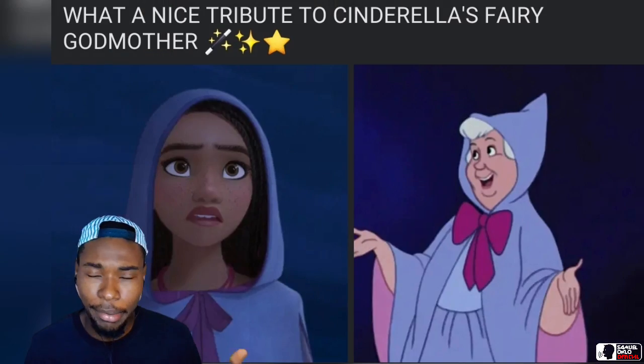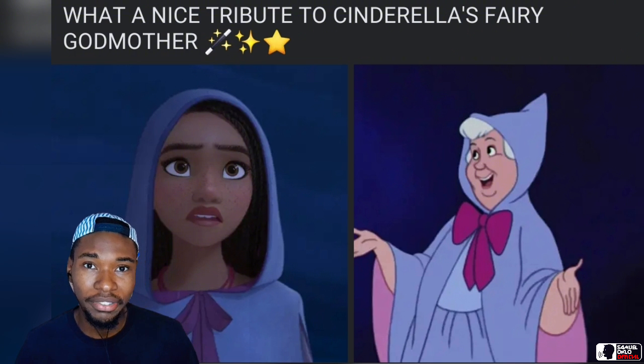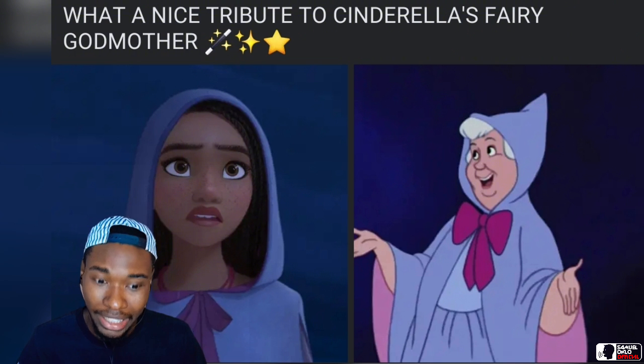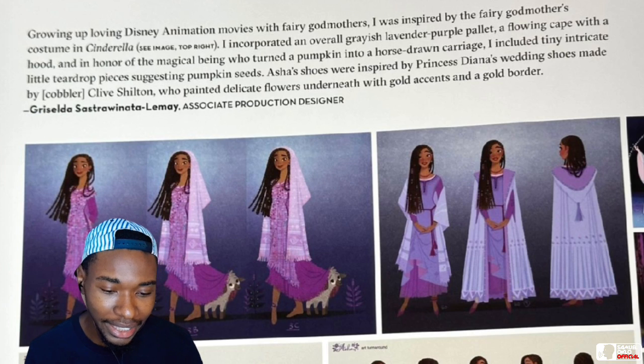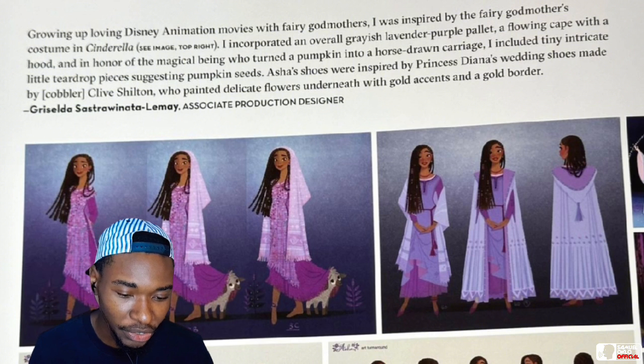For this next one, I think people pointed this out already, that when Asha was wearing her hood, she kind of looks like the fairy godmother from Cinderella. So we're having an official confirmation in this art book: growing up loving Disney animation movies with the fairy godmother, I was inspired by the fairy godmother's costume in Cinderella.